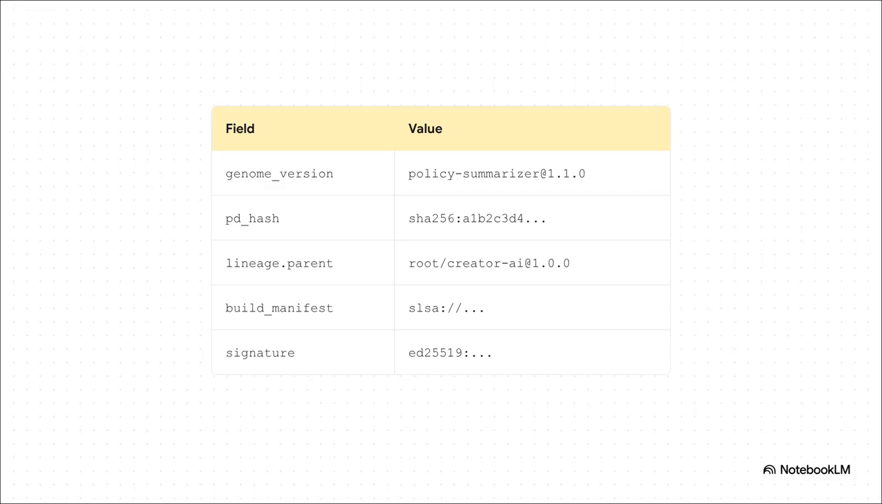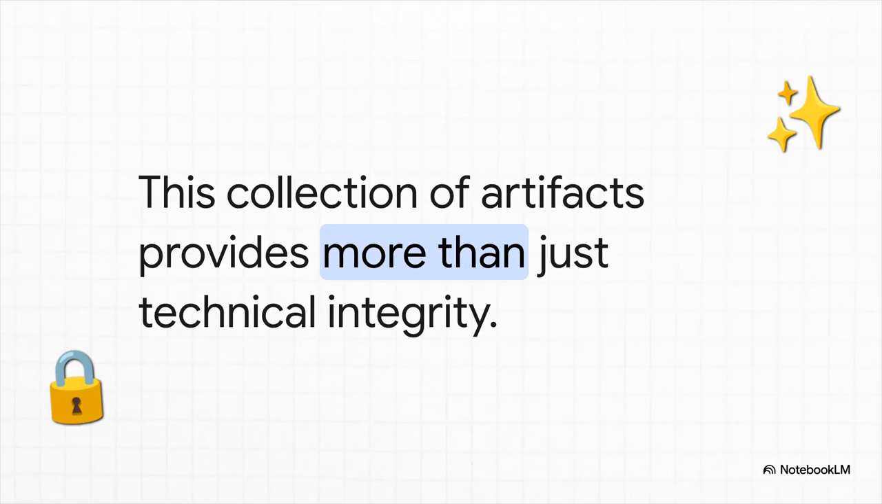The answer is a signed manifest. It acts like a notarized birth certificate for the agent. This little file contains the agent's exact version, the fingerprint of its safety rules, and its parent in the lineage chain. And the best part? It's all cryptographically signed. That gives you mathematical proof that this agent is exactly what it claims to be. No guesswork.